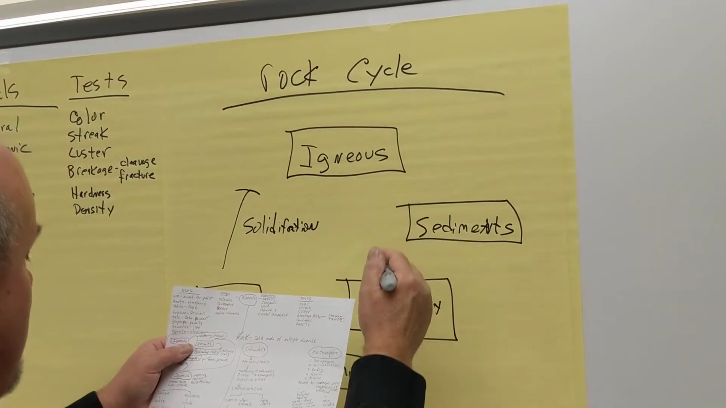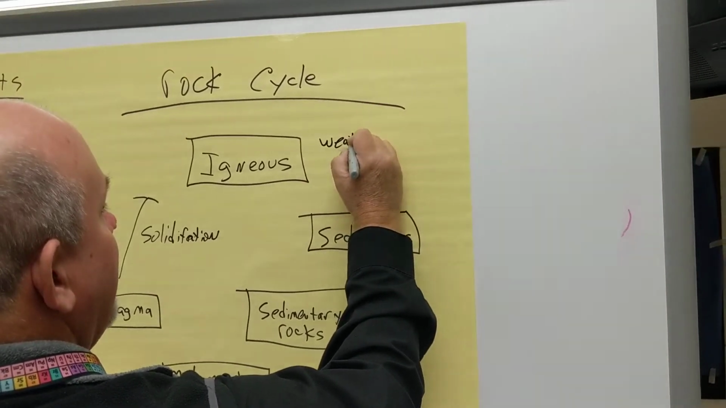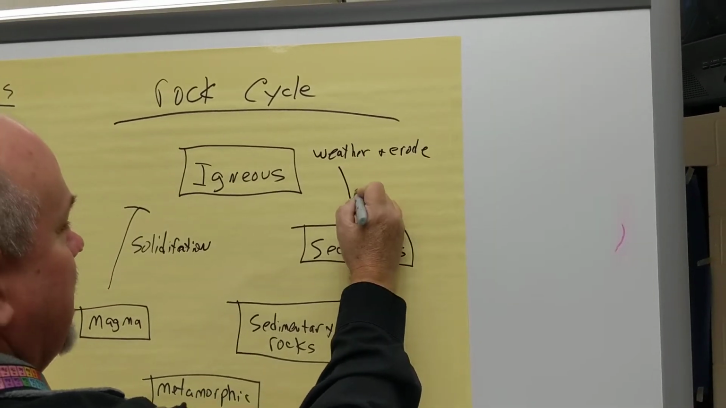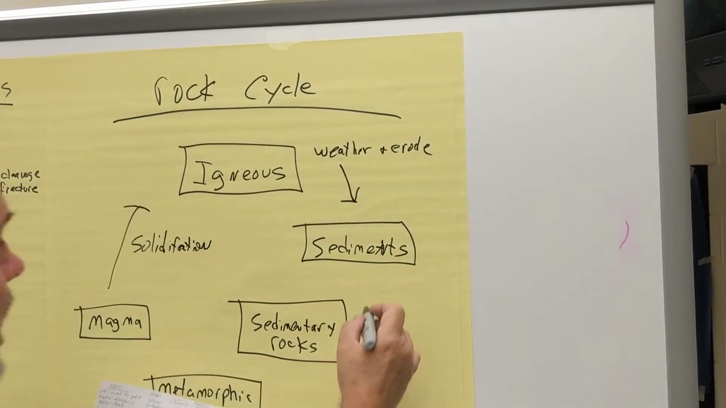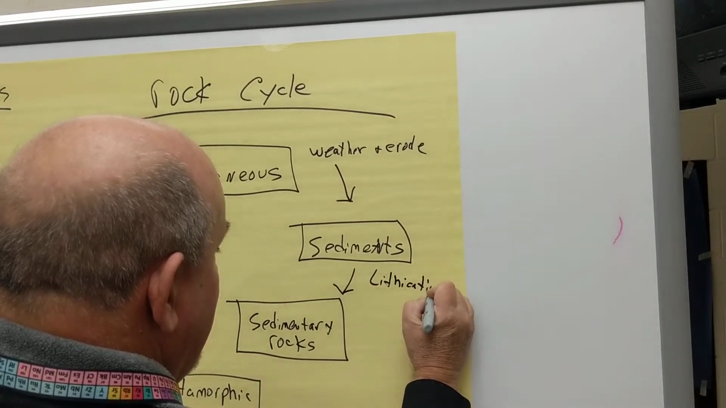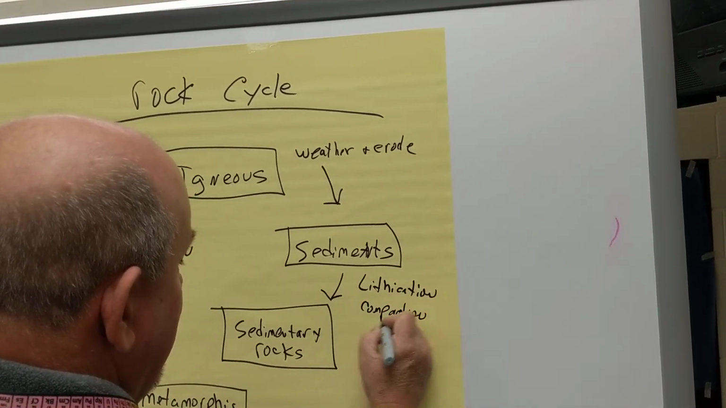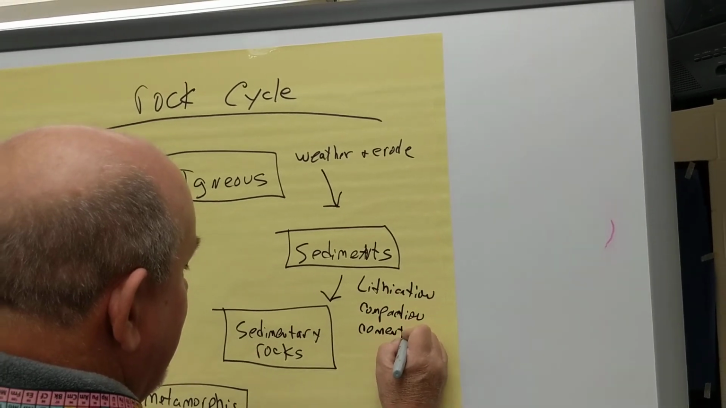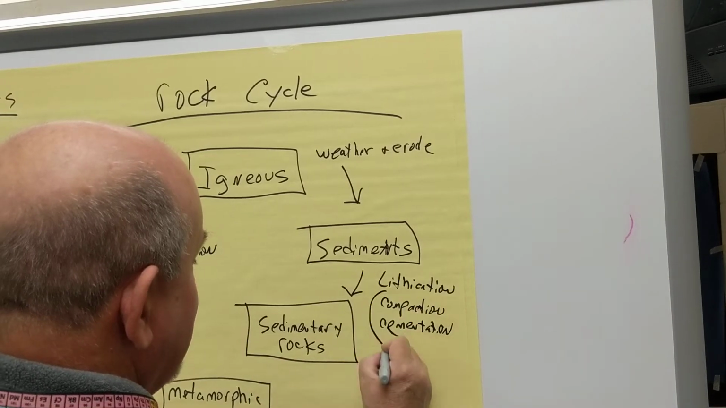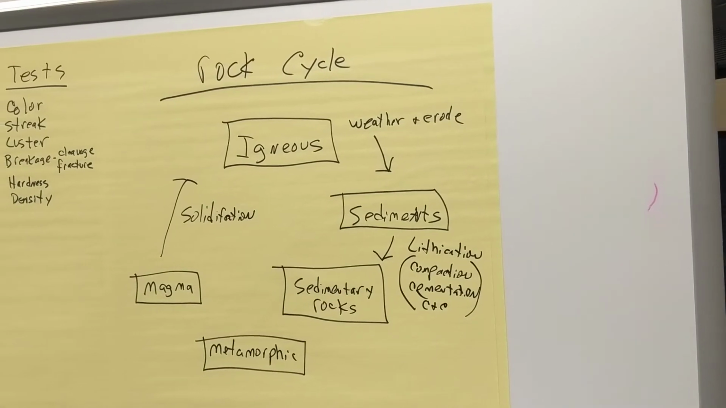So from here, after igneous, it might weather and erode. That breaks it down into sediments, right? So after sediments, we're gonna talk about lithification. Lithification, which we know is compaction and cementation, right? We call that C&C. So it basically gets glued back together and becomes a sedimentary rock.